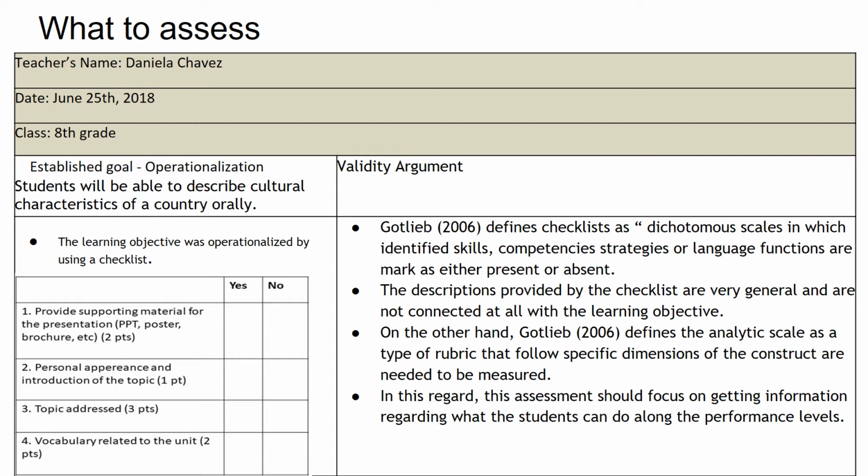On that regard, the descriptions provided by the checklist are very general and are not connected with the learning objective whatsoever. On the other hand, Gottlieb also defines analytic scales as a type of rubric that follows the specific dimensions of the construct that are needed to be measured. In this regard, this assessment should focus on getting information regarding what the students can do along the performance levels.